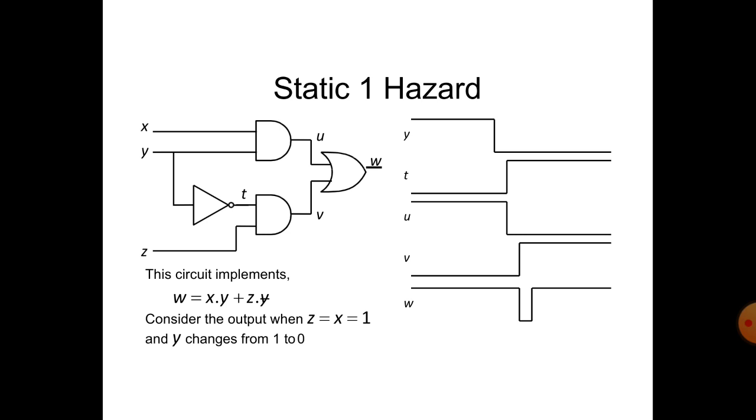So this circuit implements W equal to X dot Y plus Z into Y complement. That is, we multiply the two inputs, plus Z into Y complement, and both products will be added, which will produce the output W. Consider the output when Z is equal to X, which is equal to 1, and Y changes from 1 to 0. This diagram shows this expression operation, and Y changes from 1 to 0, and T and U will be the same, and U and W will vary.